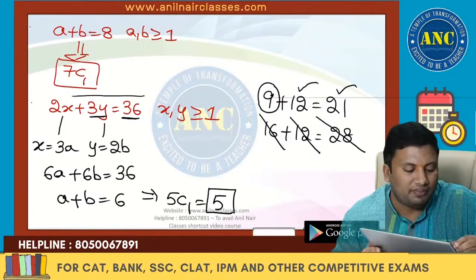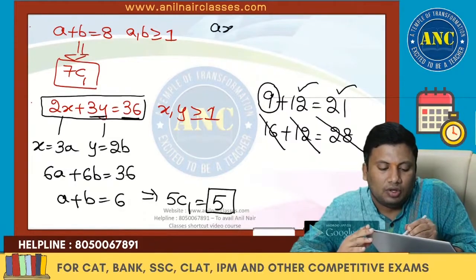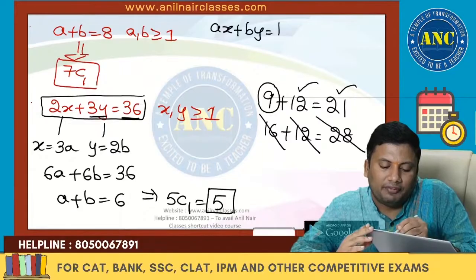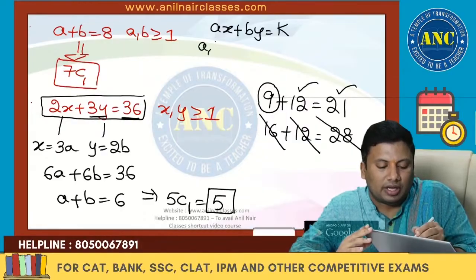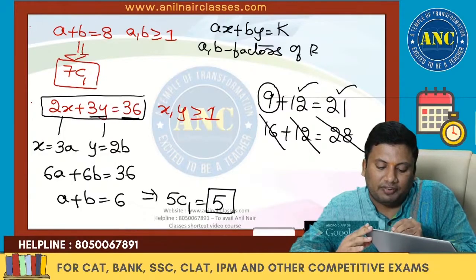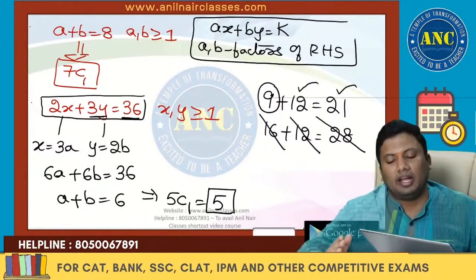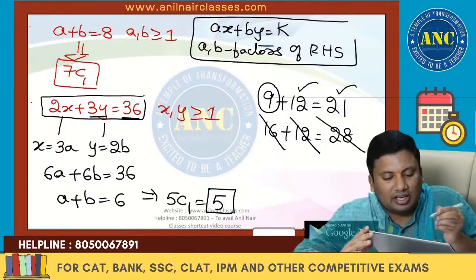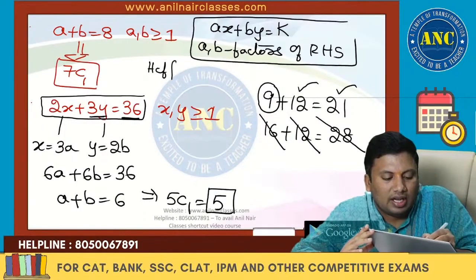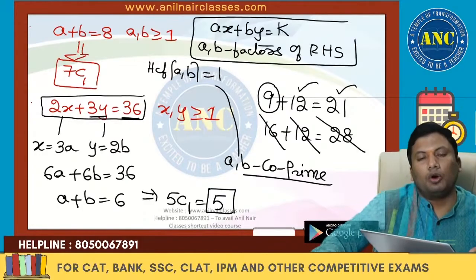If both the coefficients of x and y are factors of the right hand side, you can use this method. If ax plus by equals k, and a and b are factors of the right hand side, you can use this concept. Of course, the HCF of a and b should be 1. That means the coefficients should be co-prime to each other.